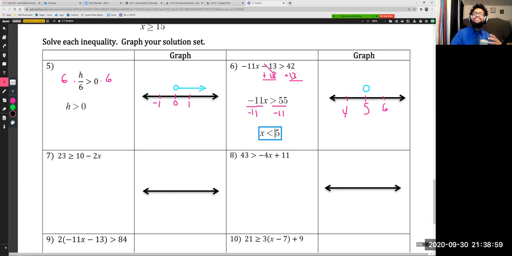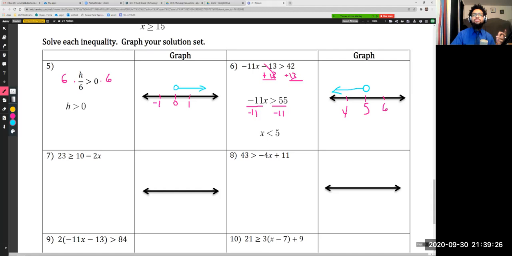So now that we have x is less than 5, we still have this same setup. But when we go to draw our arrow or shade in our part of the graph, this less than is pointing to the left. So this arrow is going to come to the left. All right. And I suppose I'll do one more to show you guys what the greater than or less than or equal to portion looks like with it filled in.